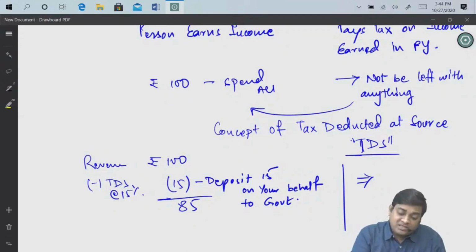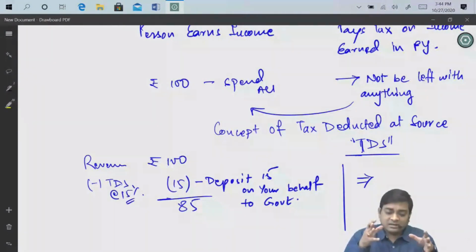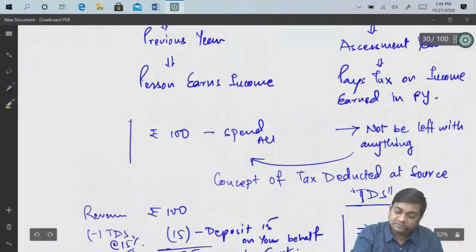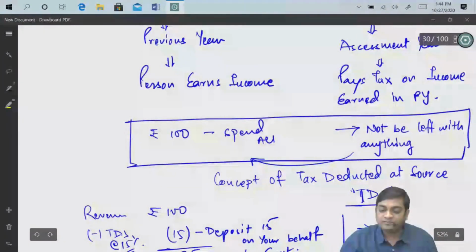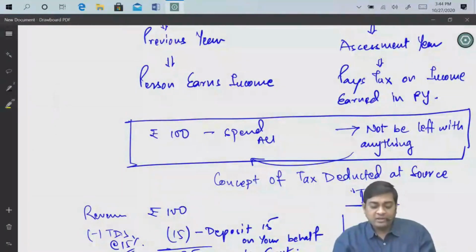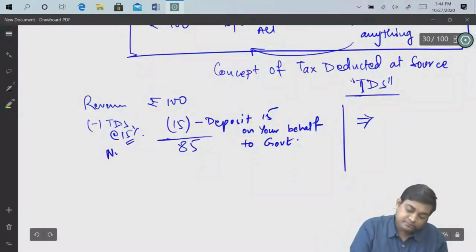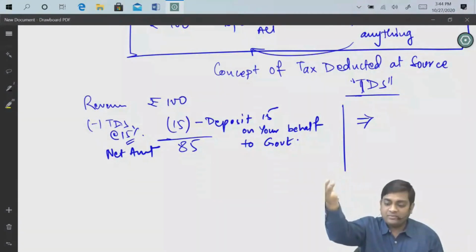Now, these rates of TDS is not like income tax. This TDS concept is introduced just to avoid this particular situation, that you earn and you're not left with anything to pay tax, right? So whenever you are earning, that person will deduct TDS and then pay you the net amount. So already you have paid 15 tax, that person already paid on your behalf.